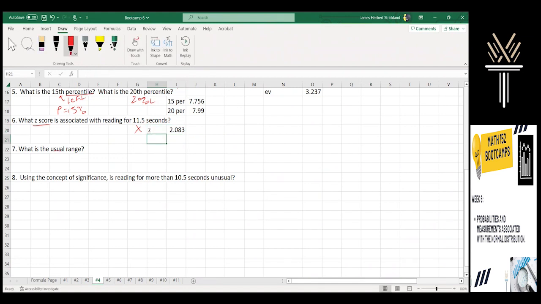Usual range, we talked about that last week. That will always be our center minus 2 standard deviations and our center plus 2 standard deviations.